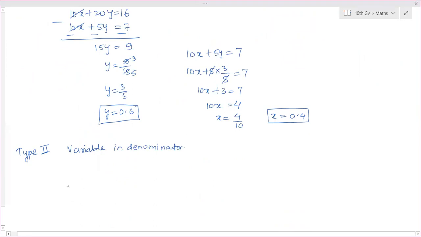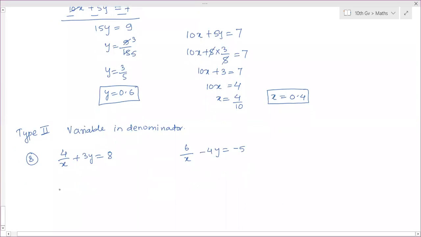Variable in the denominator. So that is the question number 8. 4 by x plus 3y is equal to 8, and the second one is 6 by x minus 4y is equal to minus 5. Now here x is in the denominator, so it is not in the form of ax plus by is equal to c. So we have to bring it to that form by substituting some other value.